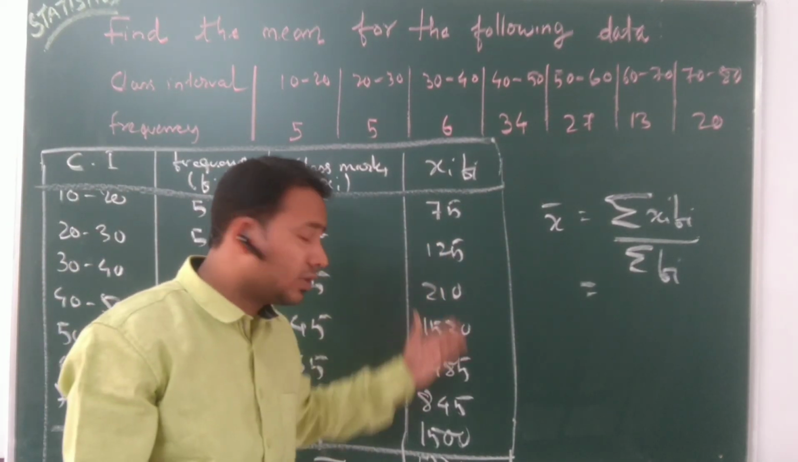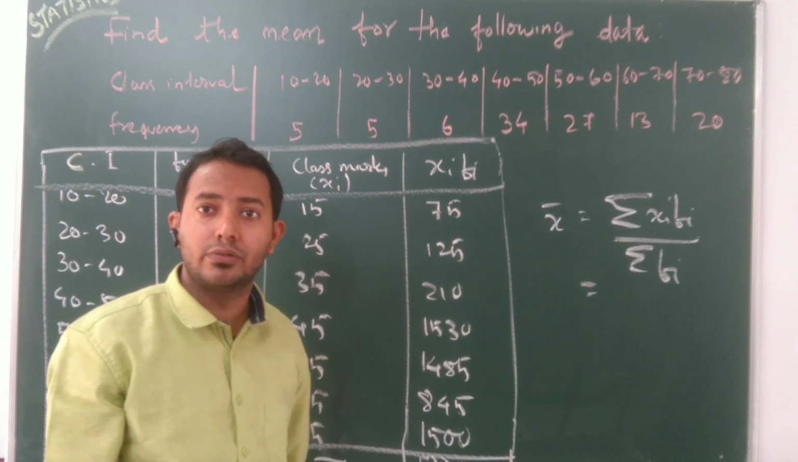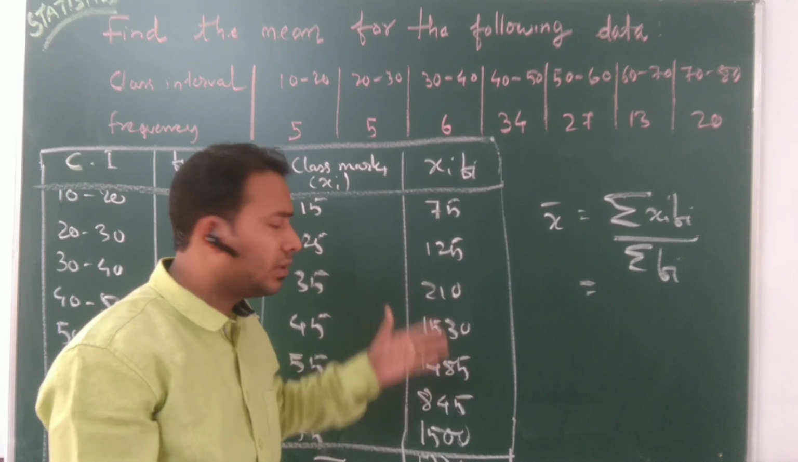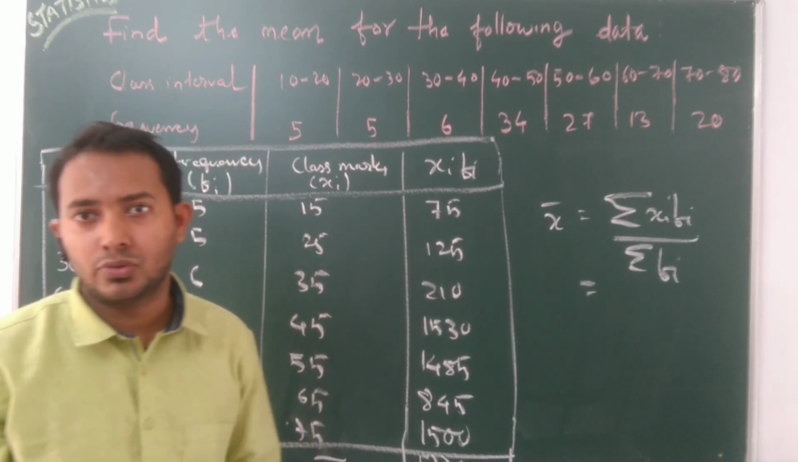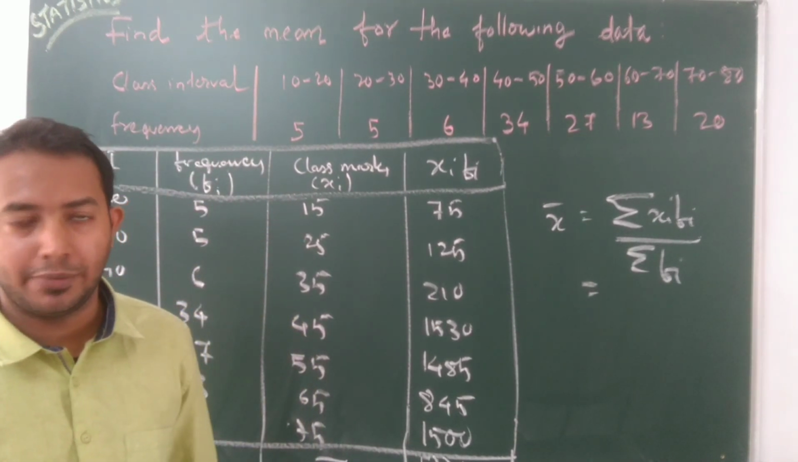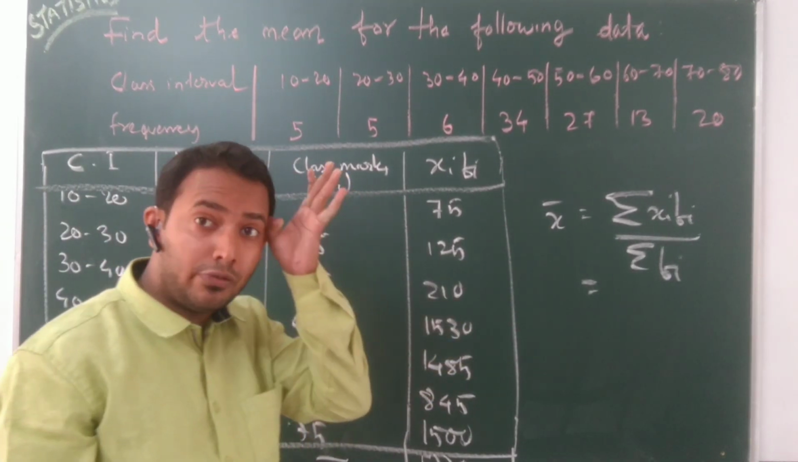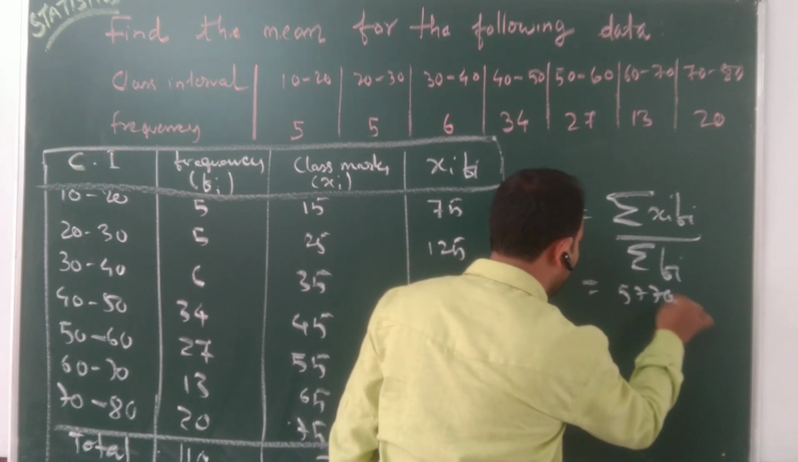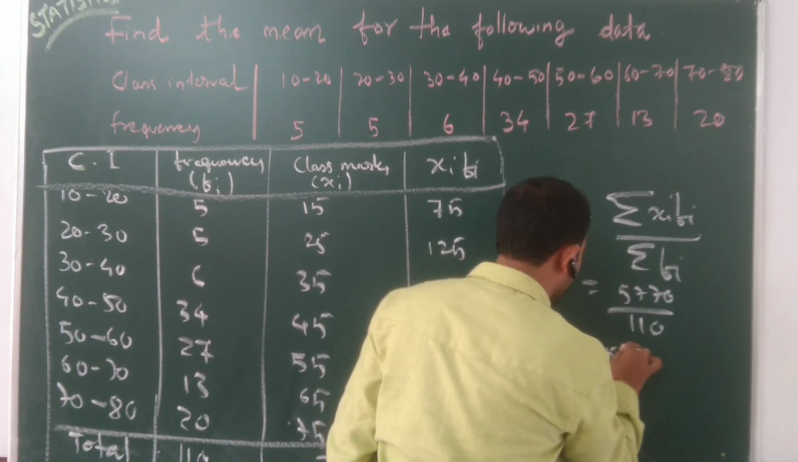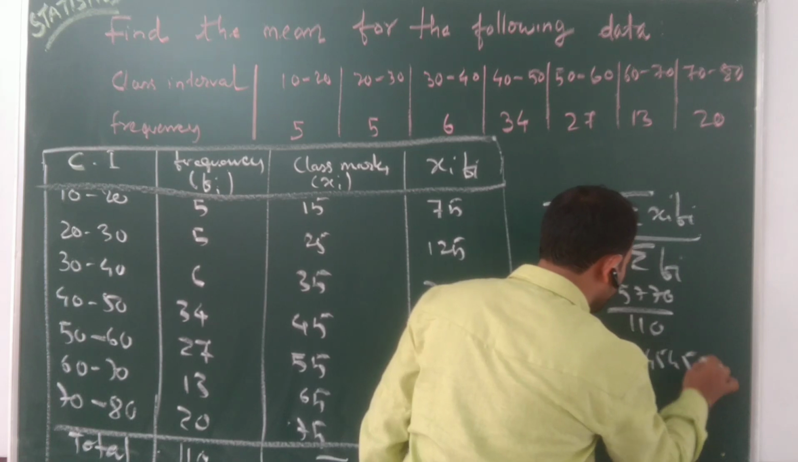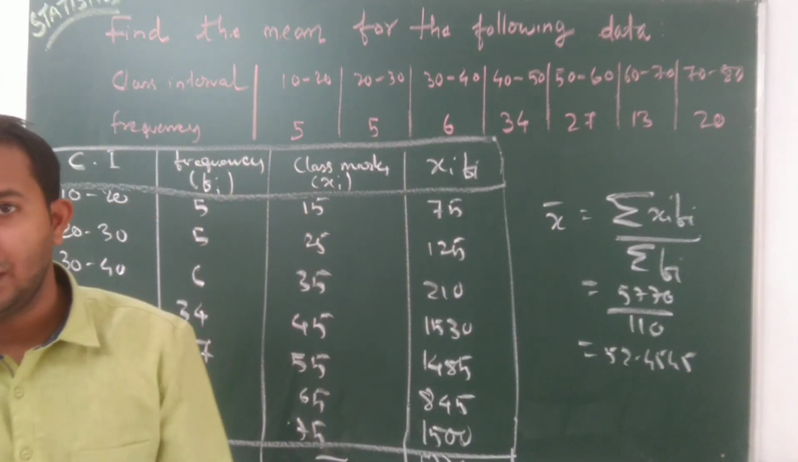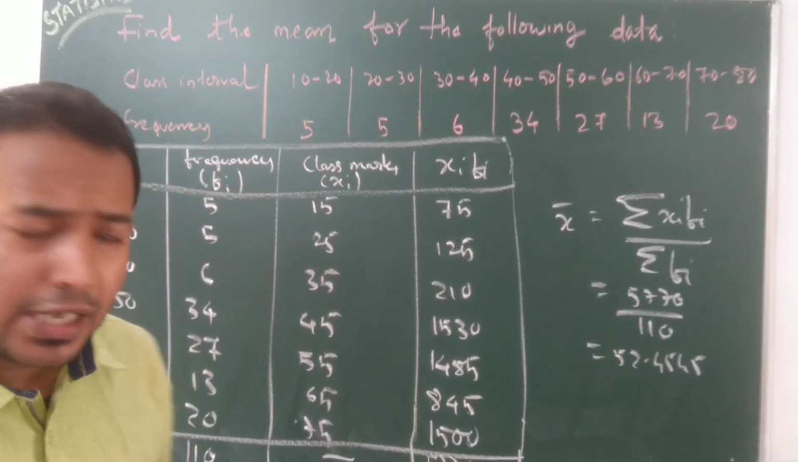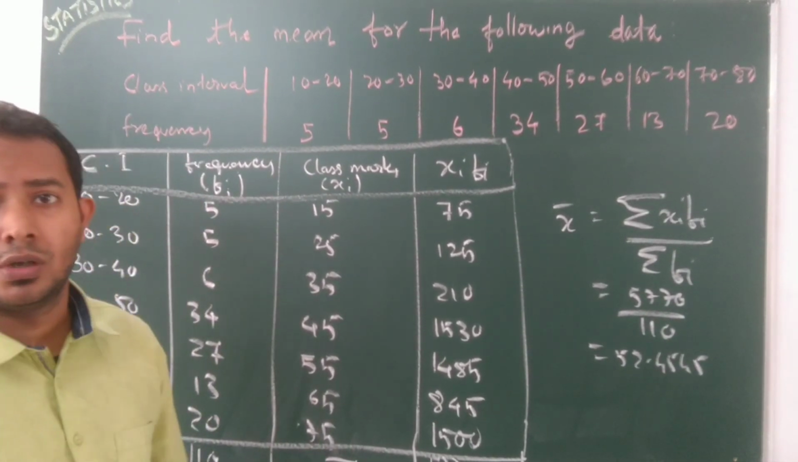See, this calculation is quite difficult for you to do in a very short period of time. It takes lots of time. But if it is given in your exam to use the direct method, you need to go for this method only. So now substitute the value. If you substitute 5, 7, 7, 0 by 1, 1, 0, you will get 52.4545, it will continue, checking up to 4 decimal places, and this is our answer.